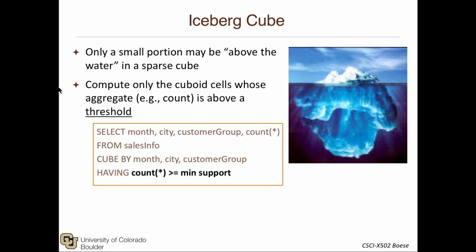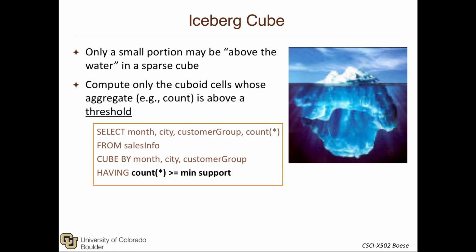The iceberg cube, this is where the cube contains only the cells of the data cube that meet some kind of aggregate condition. So we're only going to calculate the ones that are significant enough. And so the idea of the iceberg, most of icebergs are underwater. We only see the very tip of the iceberg above the water. So it's kind of the same concept here with the data that we're working from.